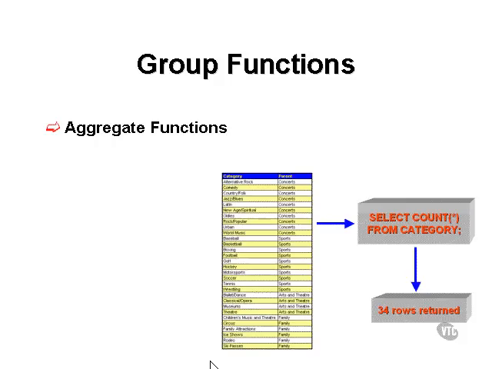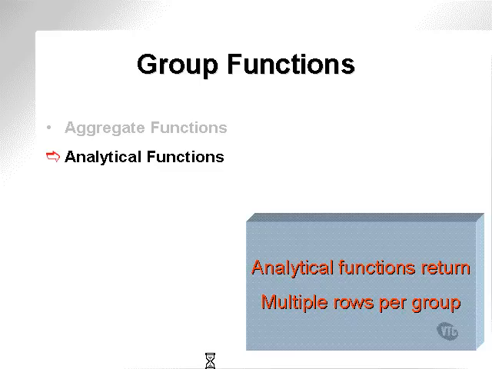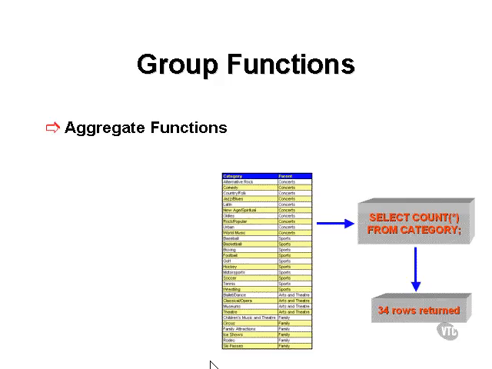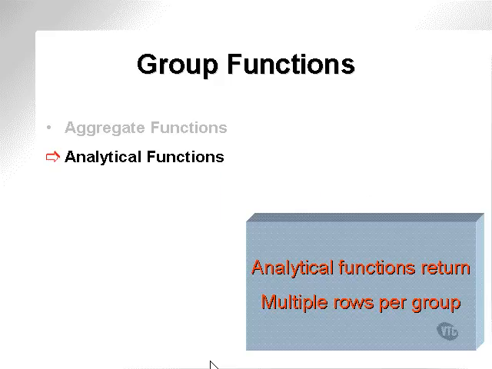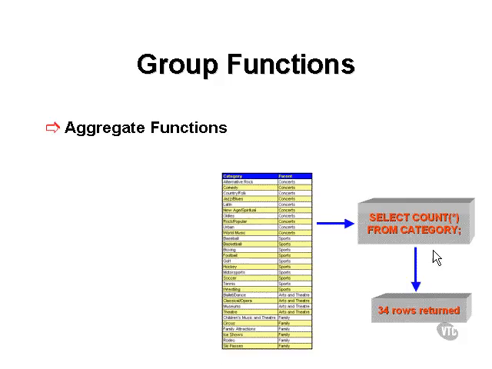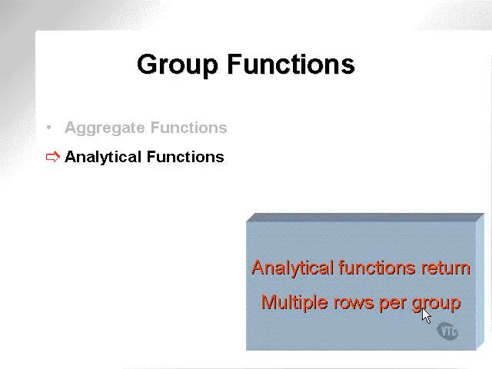Now, the most simple difference between the two is that the aggregate will produce a single row, whereas the analytical function will actually produce a number of rows. However, the aggregate produces a group in the same way that the analytical function actually produces multiple groups. All it does is that the analytical function breaks the single group into a number of subsets. As we can see from here, once again, we've selected the count from the category and we've come up with 34 rows returned. The analytical function actually analyzes data, groups it into sections, and it would return multiple rows per group, but it would not necessarily return a single row from a summary of multiple rows.